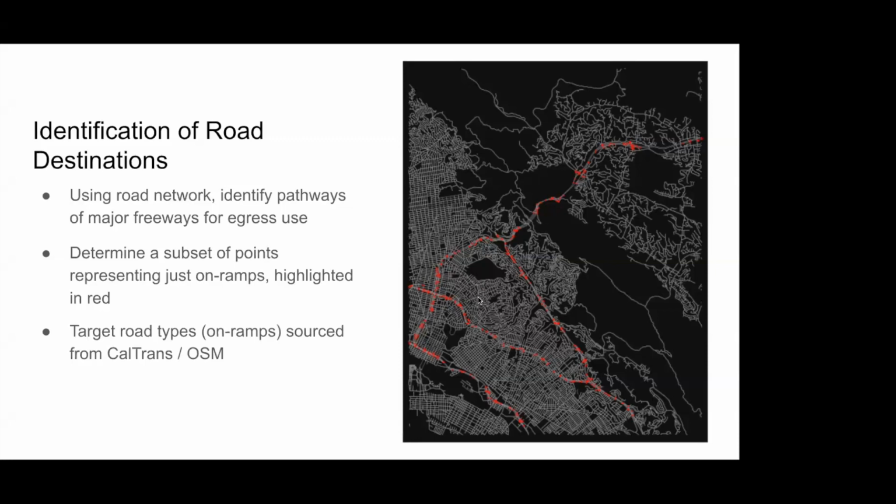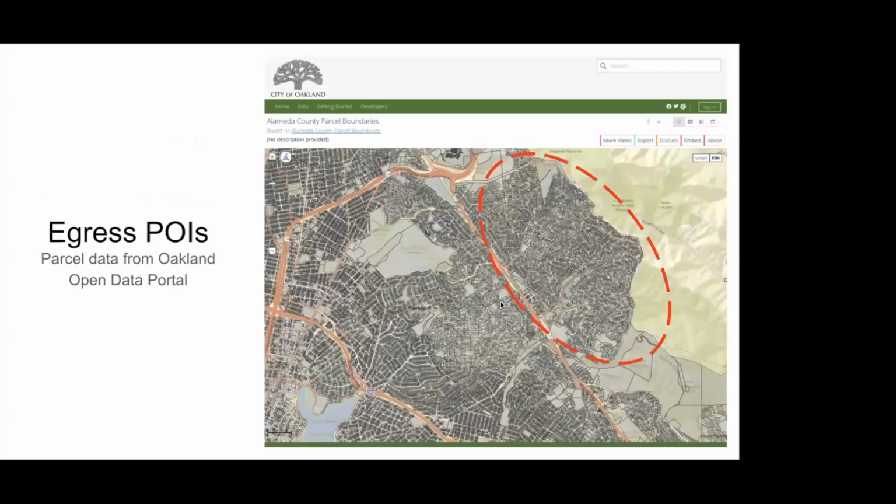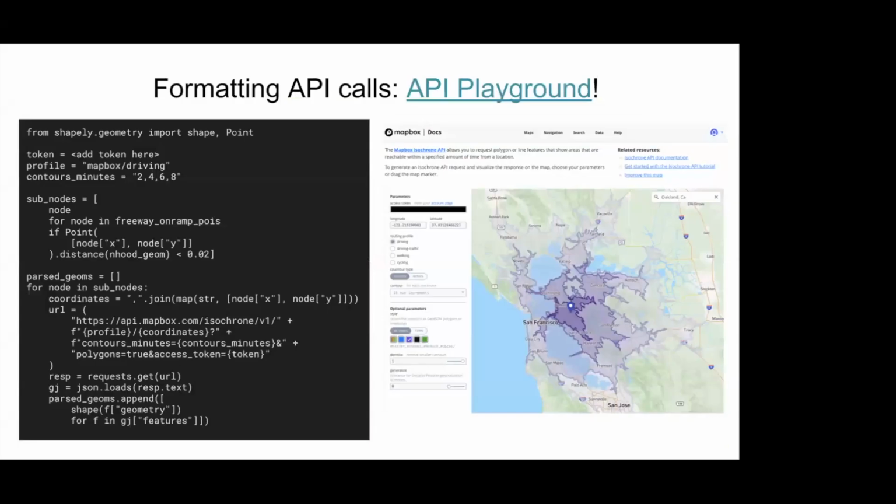So if you go to the next slide, again, in this example we'll use parcel data. We'll be looking at every single parcel in this particular set of neighborhoods. And then, if you go to the next slide, this is just a quick bit of code to show you how you'd format this call.